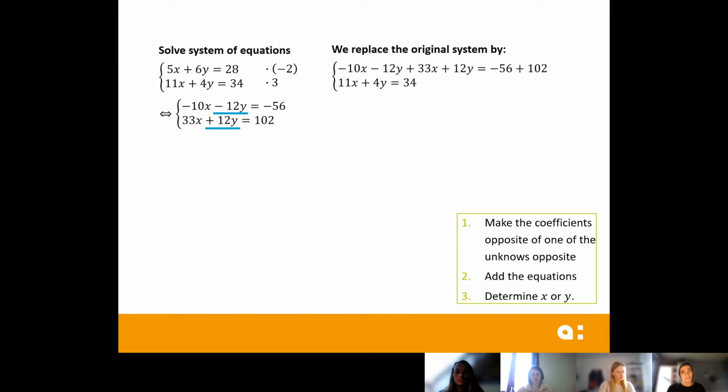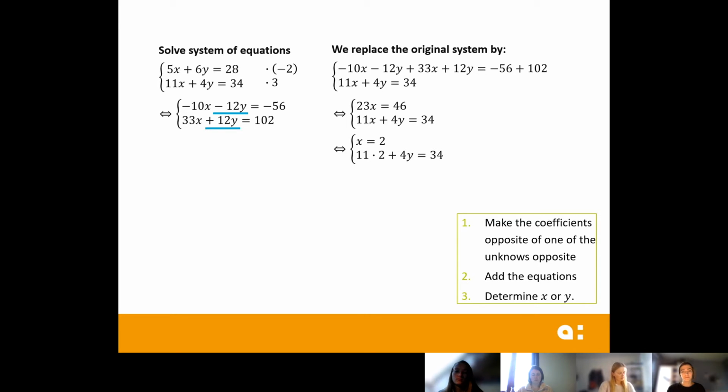The third and last step is to determine the value of x and y. Next, we replace the x or y by its value so we can determine the value of the other unknown. We use the first equation and see that we can cancel the terms containing y. To determine the value of x, we divide 46 by 23. We get 2 as the value of x.